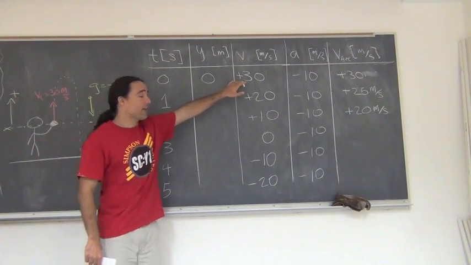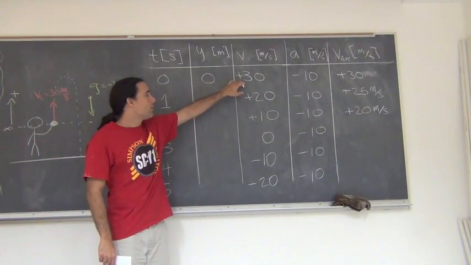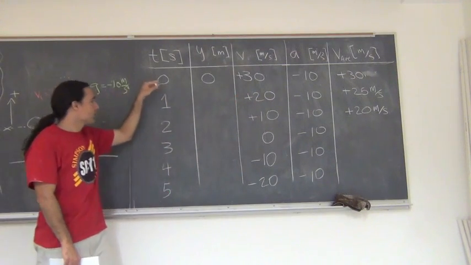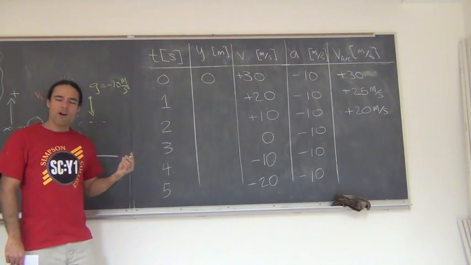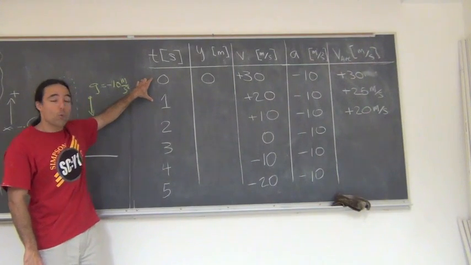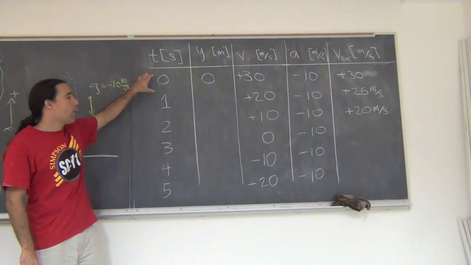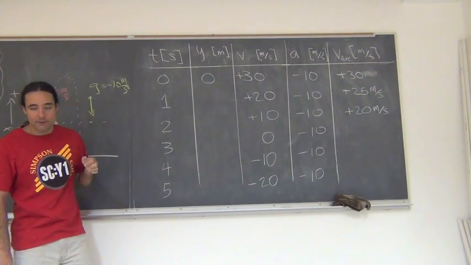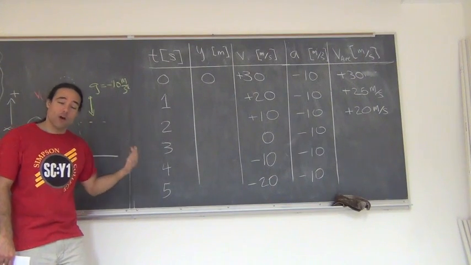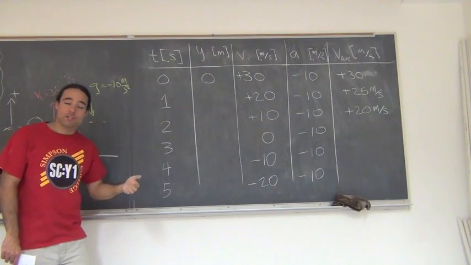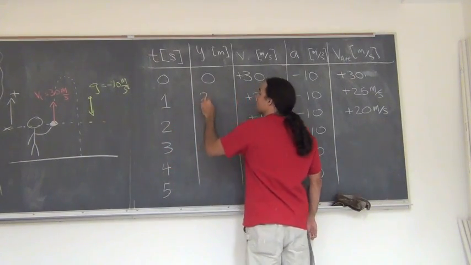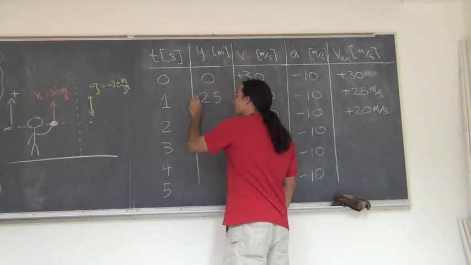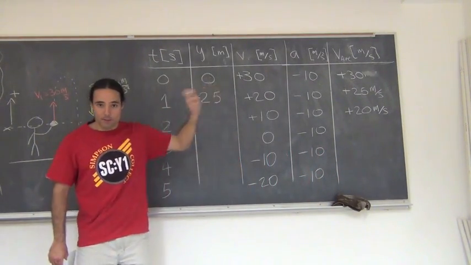So initially I was moving at 30 meters per second. Between 0 and 1 second, on average I've been traveling 25 meters per second. So how far have I gone if I've traveled 1 second with an average speed of 25 meters per second? If I've gone 1 second at an average speed of 25 meters per second, it should be true that I have traveled 25 meters, positive 25 meters. So you've gone up a certain amount.